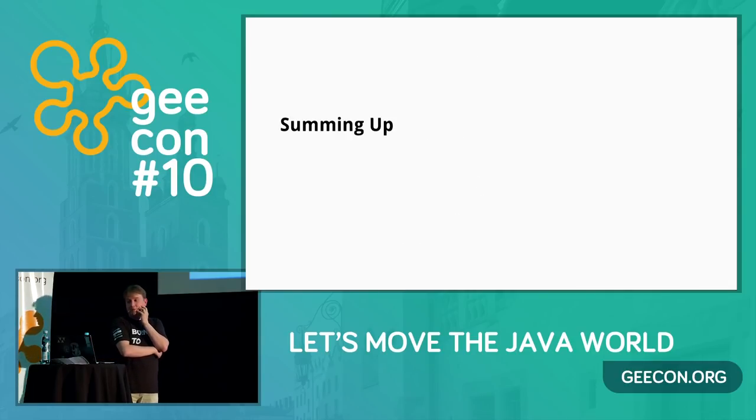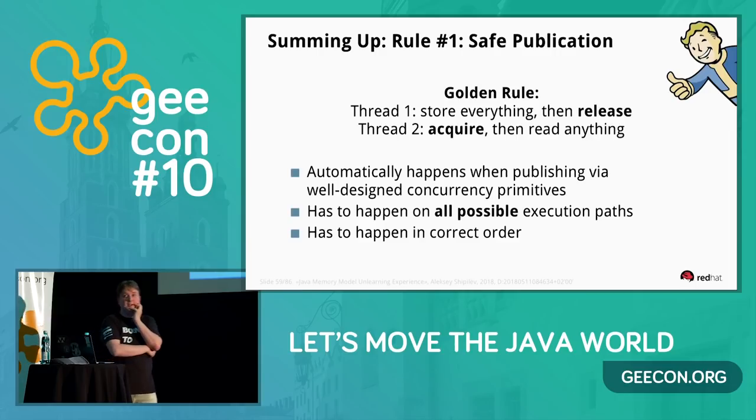So summing up, the golden rule that you need to learn. You're not expected to do JMM derivations or JMM proofs in your day-to-day life. Nobody can do that reliably. I only did this to show you how complex it might get. This is the actual golden rule that you have to use. If you want to pass data between threads, you store everything in one thread, you do the release, in the other thread, you do the acquire, and then read anything that you want there.